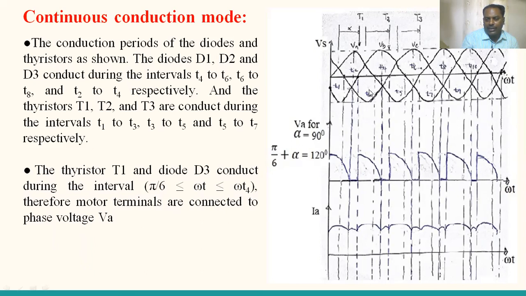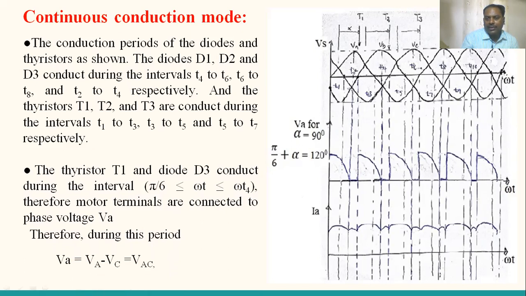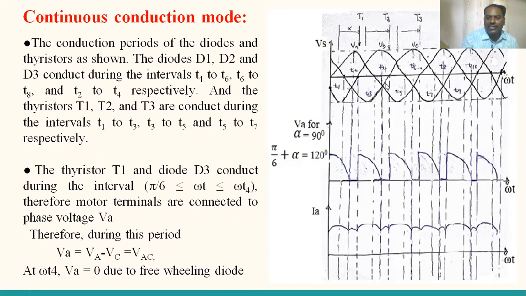The average output voltage is directly connected to phase A. During this period, the voltage across the armature is VA minus VC, that is, VAC. Then at omega T4, VA is equal to 0 because of the freewheeling diode. So this is the operation we know clearly.